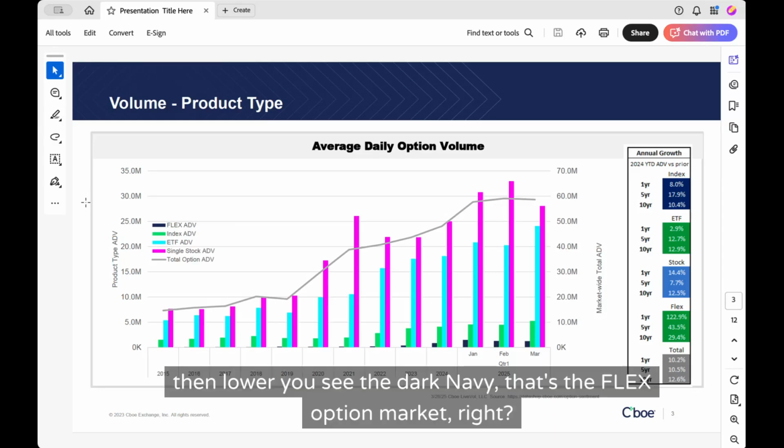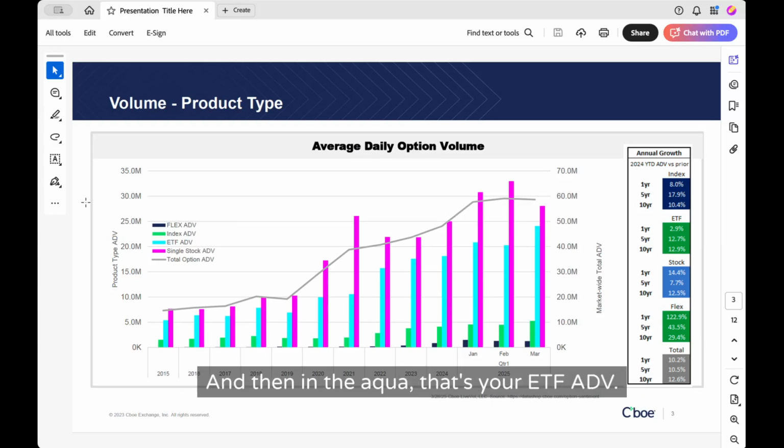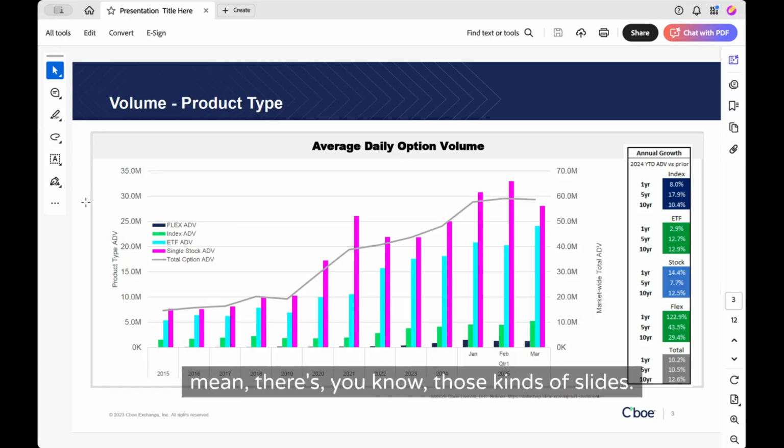And then lower, you see the dark navy. That's the flex option market. Now it looks small, relatively speaking, and it is, relatively speaking. And then in the aqua, that's your ETF ADV. And of course, the pink is the individual equity names. That's still the biggest, right? I mean, there are those kinds of slides.